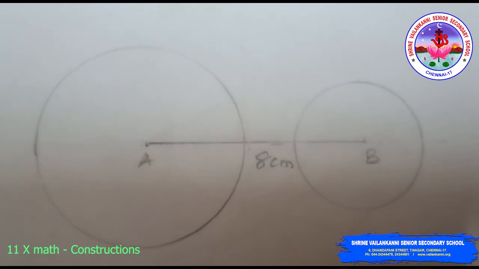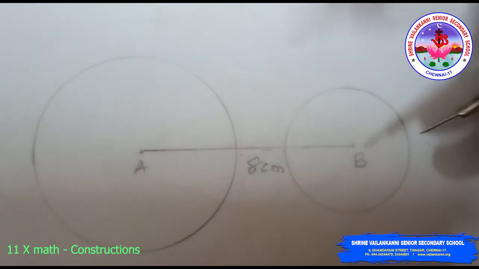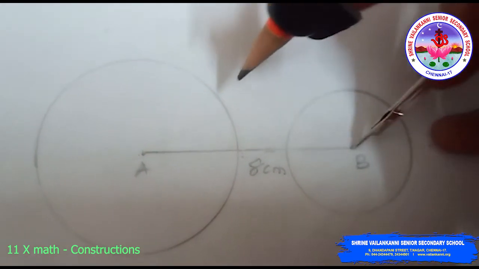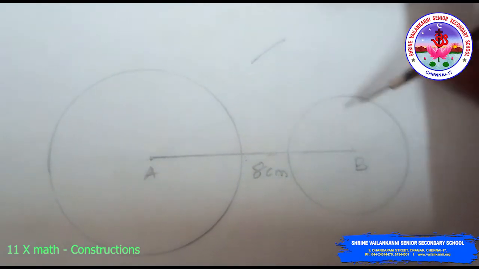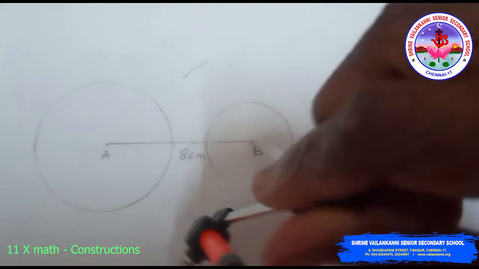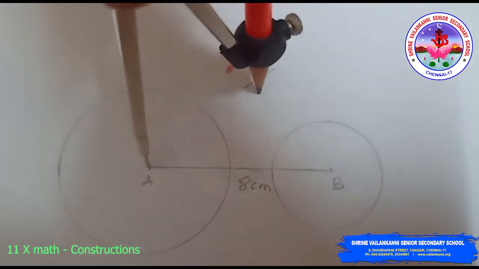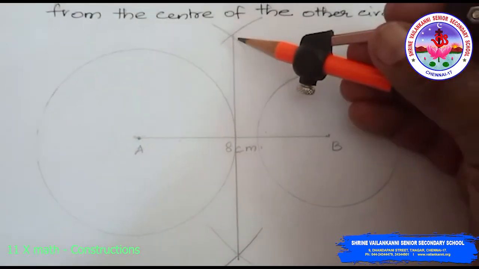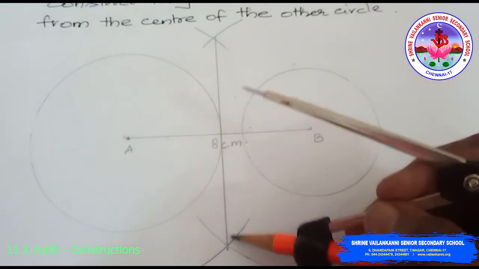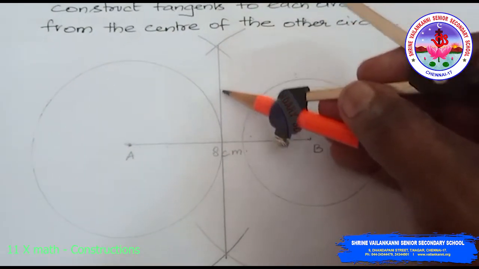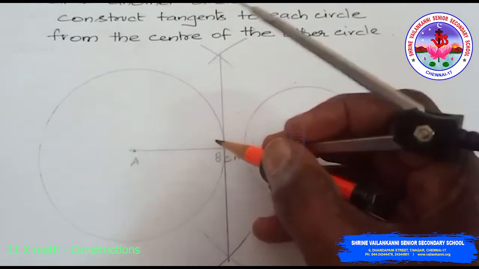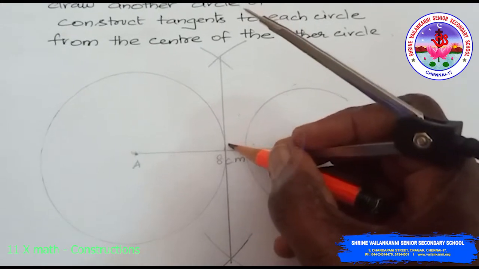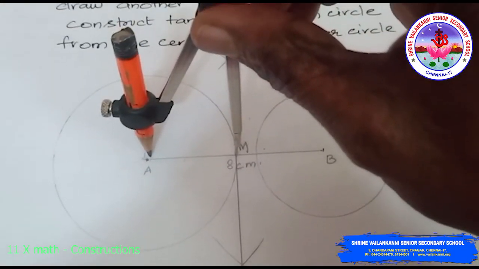I need to draw the perpendicular bisector of the line segment AB. Taking a measure of more than half of AB, and keeping at the point B, I give an arc on both sides of the line segment. Keeping at the point A, I cut the previous arc. I've joined these two arcs by a line segment. This line segment intersects the AB line at the point M. I'm going to take AM measure.